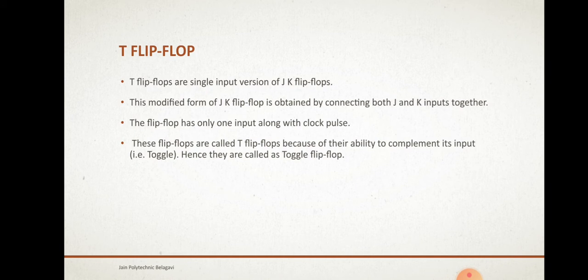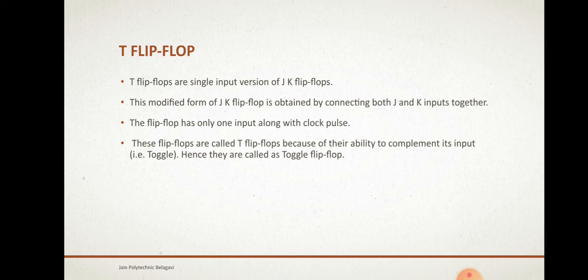So next one, T flip flop. T flip flops are similar to the JK flip flop. T flip flops are the single input version of JK flip flops. This is obtained by connecting the J and K inputs together. The flip flop has only one input along with the clock pulse. These flip flops are called T flip flops because of their ability to complement their output, that is, toggle. Hence they are called toggle flip flops.